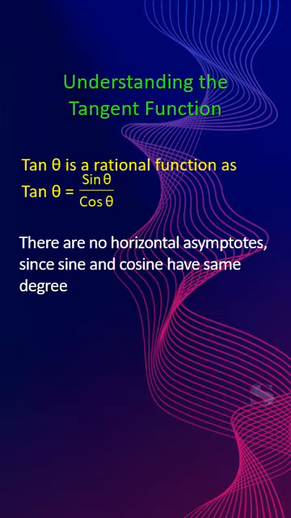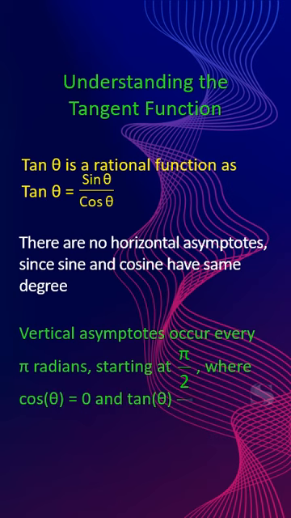Here's something important about tan theta. Whenever the denominator, that's the cosine, becomes 0, the function becomes undefined. This leads to vertical asymptotes in the graph, and they appear at every odd multiple of pi by 2, such as pi by 2, 3 pi by 2, and so on. Also, because both sine and cosine are of the same degree, there are no horizontal asymptotes in the tangent graph. So, by understanding how sine and cosine behave, we can easily predict and sketch the graph of tangent too.